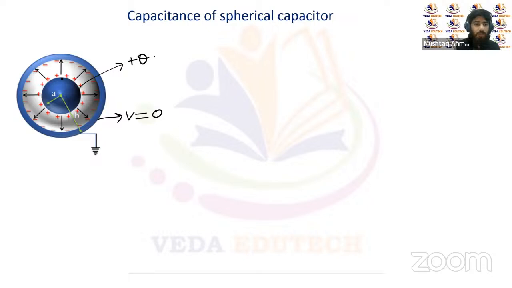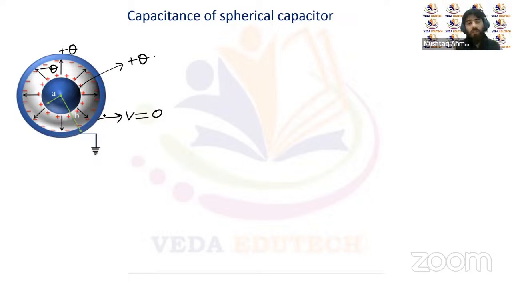And plus Q charge is supplied to this inner conductor. It means that the same minus Q charge will be induced on the inner surface of this outer conductor, right? And because of that, plus Q charge will be induced on the outer surface of this conductor, correct?